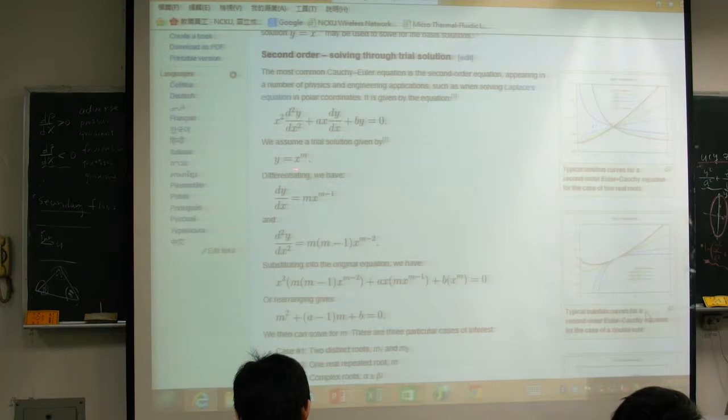So the solution form will be y equal to x to the m, the m-th order power. That's the formula we will use according to the ODE here. So we apply this mathematics.